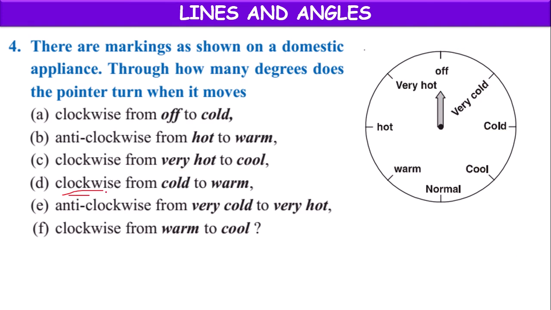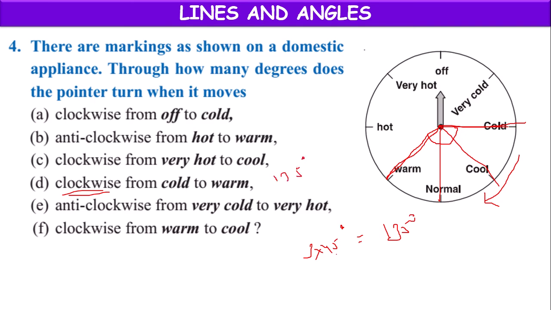Next, clockwise from cold to warm. Clockwise, so this angle we have to consider: 1 part, 2 parts, 3 parts. We have 3 parts, so 3 into 45 degrees. 3 fives are 15, 3 fours are 12, so 135 degrees. So the answer is 135 degrees.